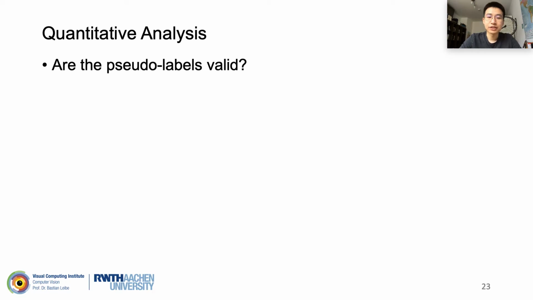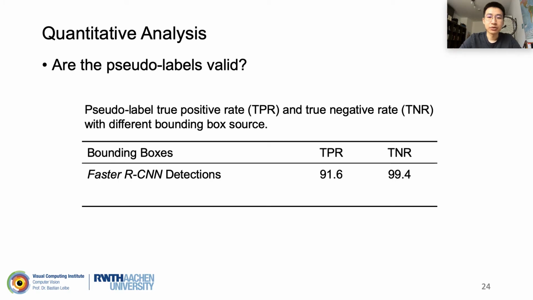The first question: are the pseudolabels valid? To study that, we match pseudolabels with ground truths and compute their true positive and true negative rate. We found that both the positives and the negatives have a true rate higher than 90%, proving their validity. As an ablation study, we also generated pseudolabels using the actual annotated 2D boxes and found similar results. This shows that pseudolabels are robust to the noise in the detection boxes.